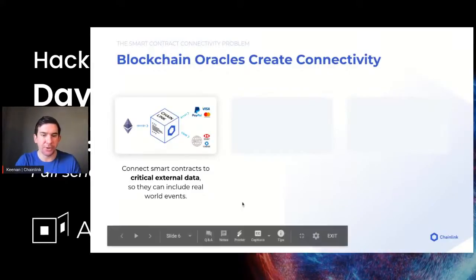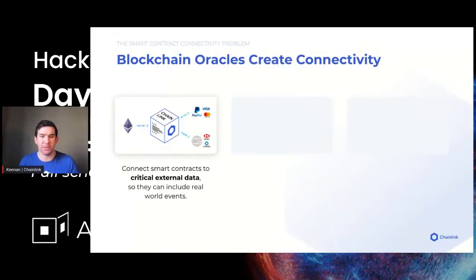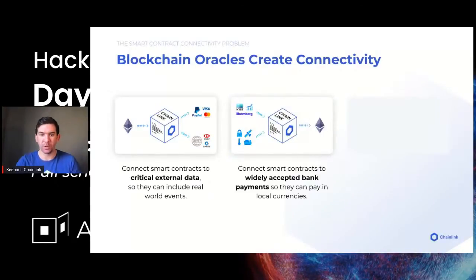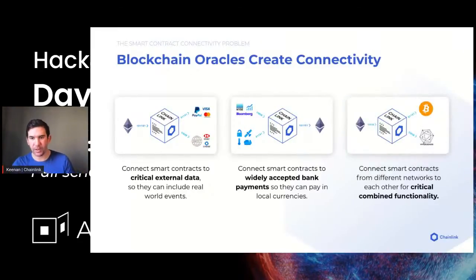So Chainlink allows you to connect your smart contracts to critical external data, whether that be bank payments through external adapters, or weather data, so that you can create smart contract insurance platforms. You can widely accept bank payments. Chainlink provides external adapters, so you can connect to any API out there, and combine this with critical functionality so that you can connect it to any sort of blockchain, whether that be Ethereum, Agoric, Bitcoin, Hyperledger, and so forth.